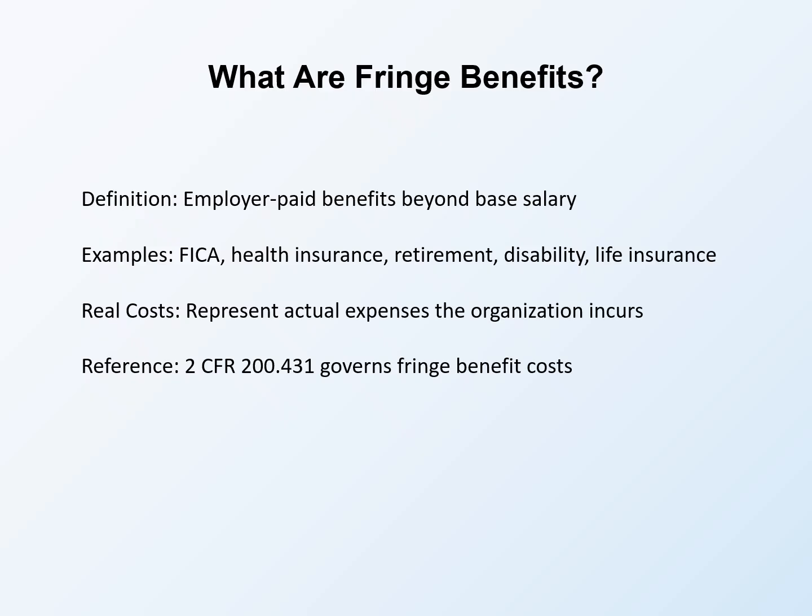2 CFR 200.431 governs fringe benefit costs on federal grants. This regulation establishes that fringe benefits are allowable when they represent reasonable costs incurred in accordance with established organizational policies. Your organization's fringe rates should reflect actual benefit costs and be applied consistently across all funding sources.